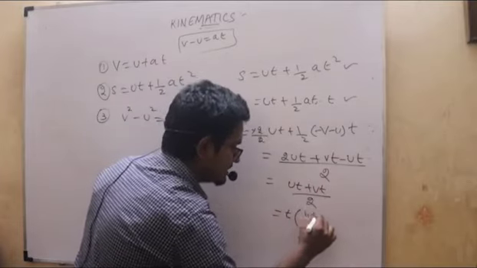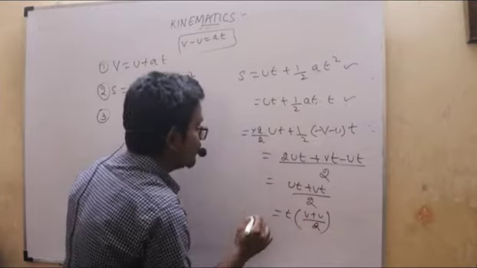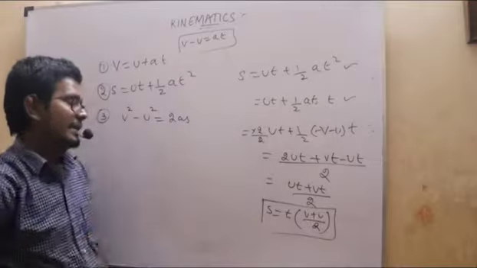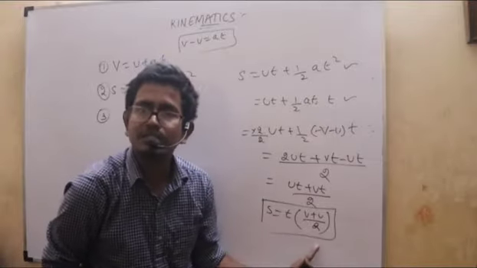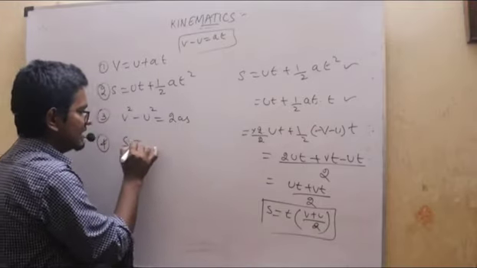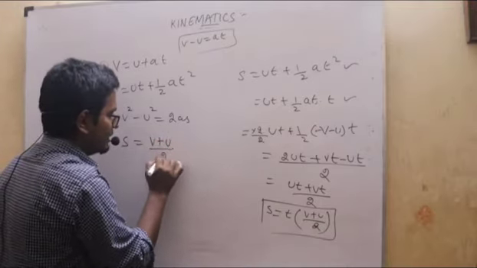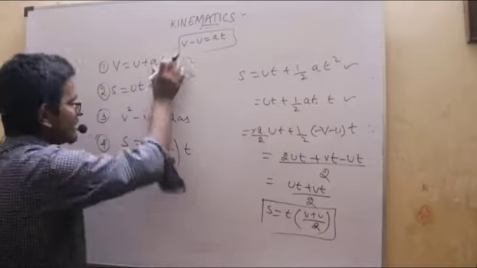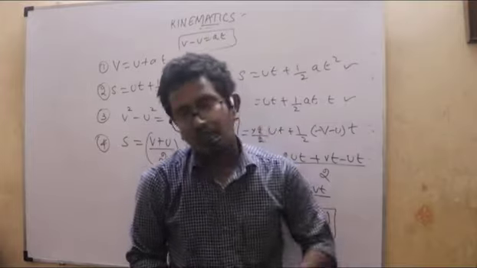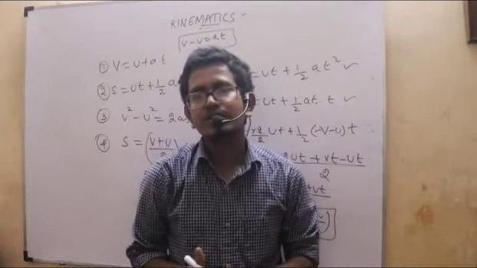And I am just taking this t outside. Then it is v plus u by 2 into t, and it is the one more equation I got by combining the first and the second kinematic equation. s is equal to v plus u by 2 into t. My fourth kinematic equation is s is equal to v plus u by 2 into t, and these are the four kinematic equations which we derived in this lecture.